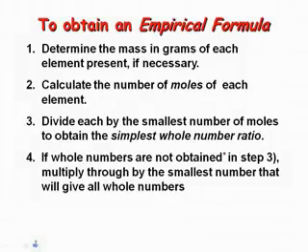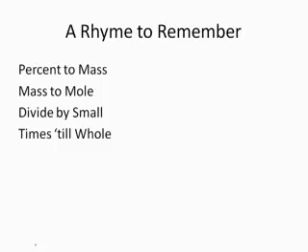And again, we'll talk a little more detail about this process. It'll be clearer as we go through some examples. Okay. Here is a rhyme that I came across to help you remember the process step by step. One of the biggest mistakes I see people do is that they'll start through the process and they'll skip a step. So the rhyme to help you remember the steps are percent to mass, mass to mole, divide by small, times to whole. All right, so kind of come back to that as we go through the process of solving.